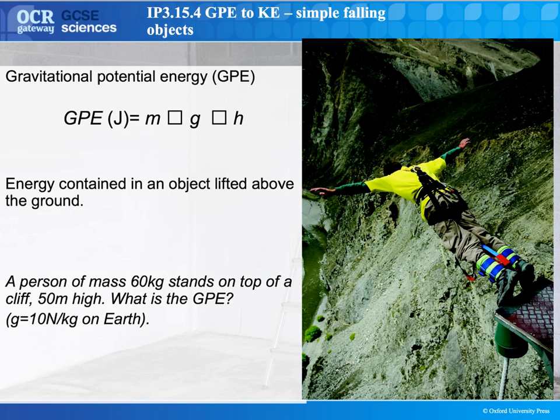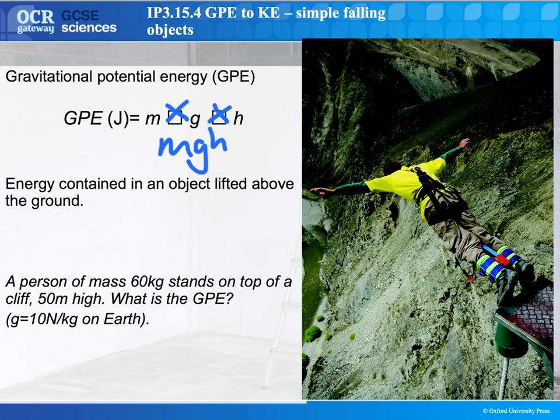So the heavier it is, the higher it is, the more of that it has. So this is how we express that in an equation. We basically say that the mass of the object times gravity times height gives you GPE, or mgh. Another way of writing that is just the weight times the height.